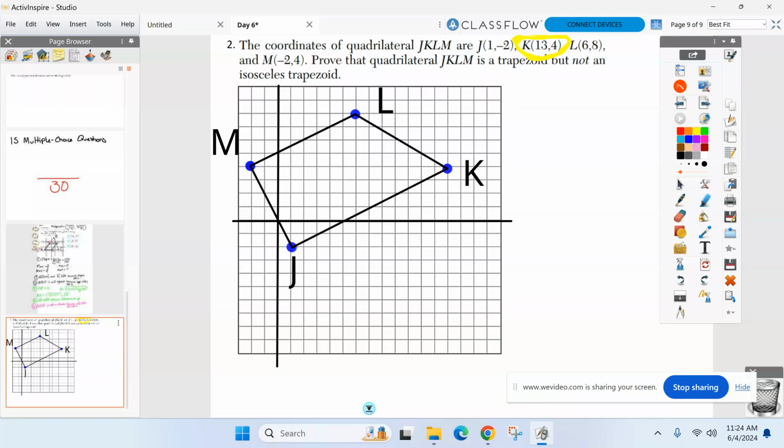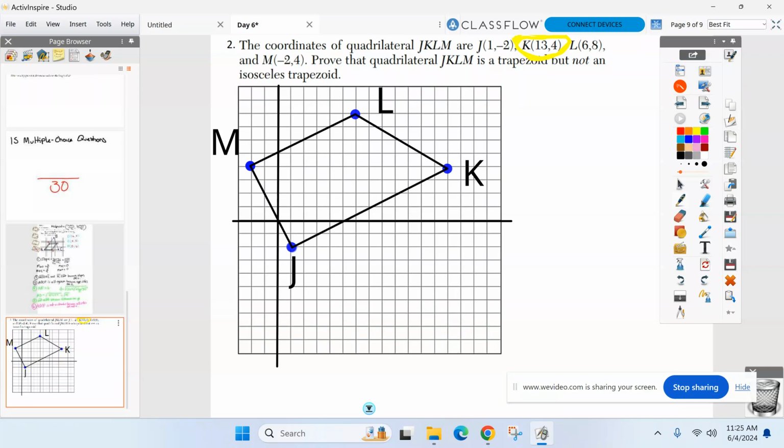All right, all graphed. Two-part proof again. First part, prove it's a trapezoid. There's only one property, and that's the only thing you have to prove. There's only one property of a trapezoid, and that is one pair of opposite sides needs to be parallel, and it's a trapezoid.